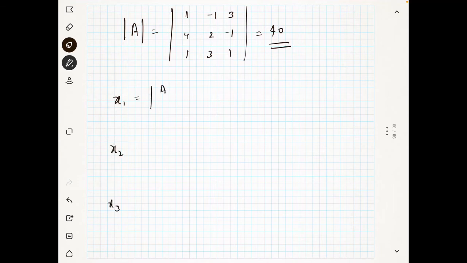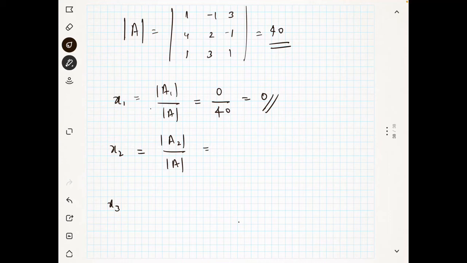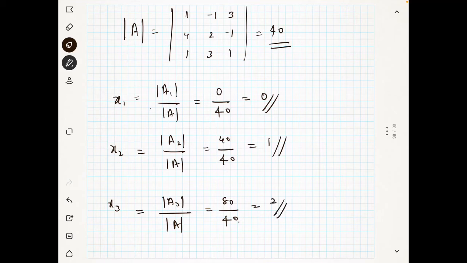This is nothing but the determinant of a1 divided by the determinant of a, which is equal to 0 divided by 40, which is equal to 0. You got the answer. Now this is nothing but the determinant of a2 divided by the determinant of a, which is equal to 40 divided by 40, which is equal to 1. And this is the determinant of a3 divided by the determinant of a, which is equal to 80 divided by 40, which is equal to 2. So you got all the answers.